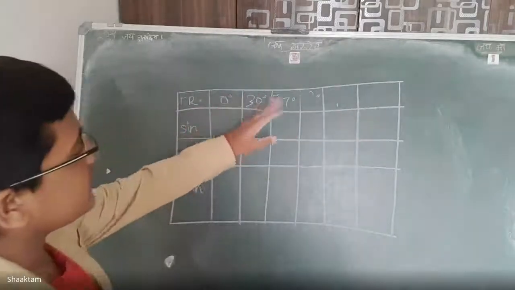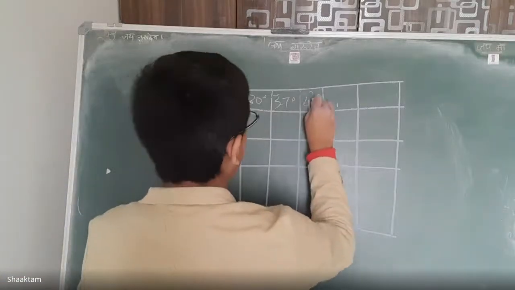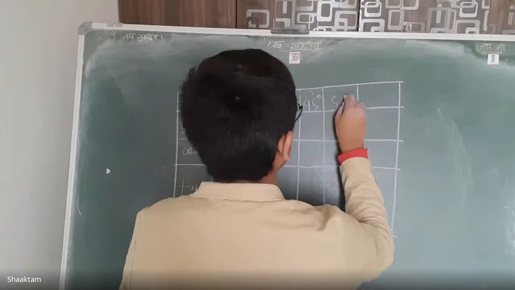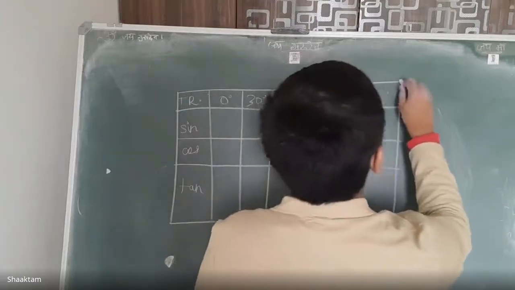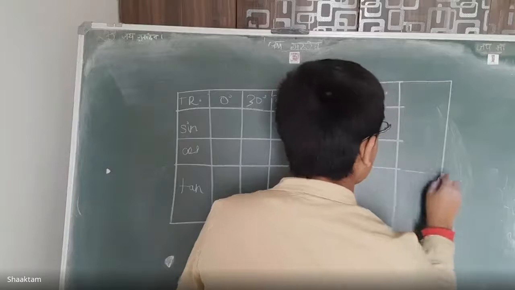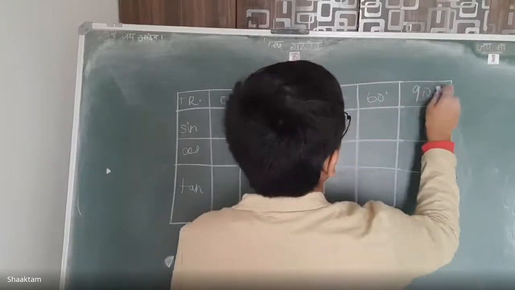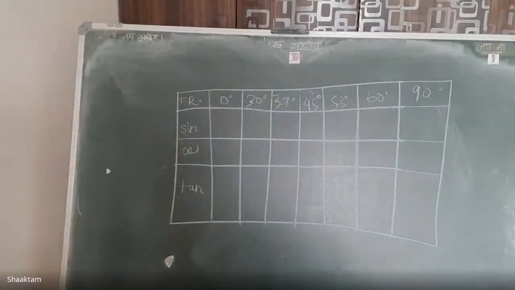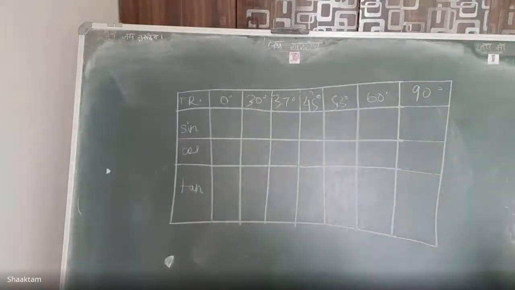Okay. 0 degree, 30 degree, 37 degree, then we have 45 degree, then 53 degree, then 60 degree, and finally 90. So what you want to do is discuss the values. You can prove this, I'm not saying you cannot, but it will take a lot of time, so I'm just telling you the values right now. You should keep it in your memory because this table is very important.